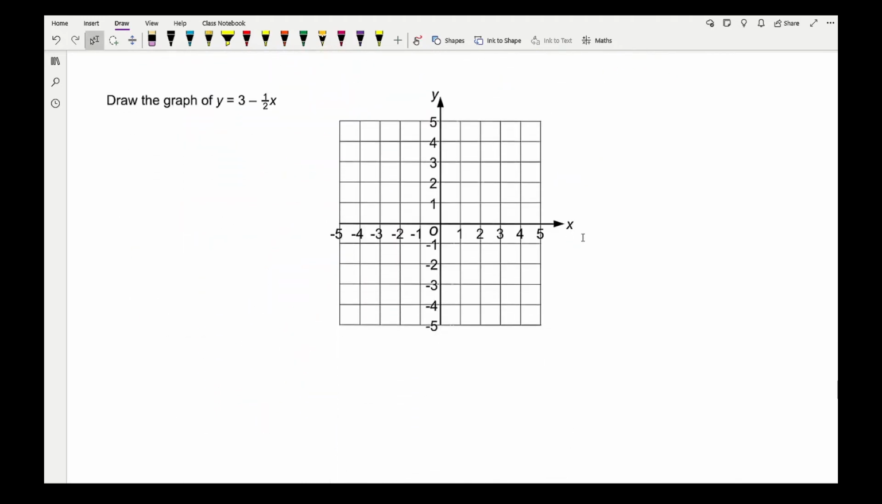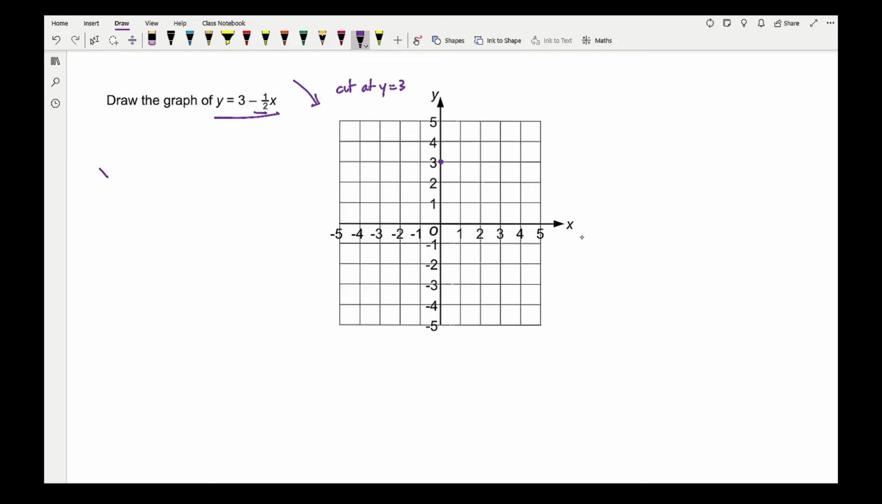So again, here we've got a much more complicated equation to work with. So I've got y equals 3 minus a half x. Now again, breaking this down, I know it's going to be going downwards because I've got a negative gradient, because I've got minus a half, and it's going to cut at y equals 3. So it's going to go through this point here, and it's going to go in a downwards direction.